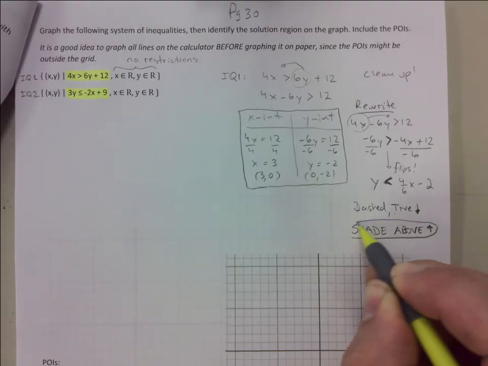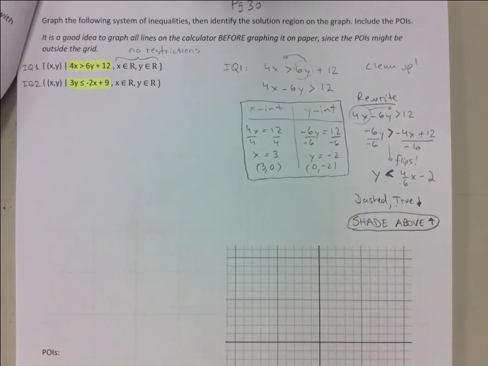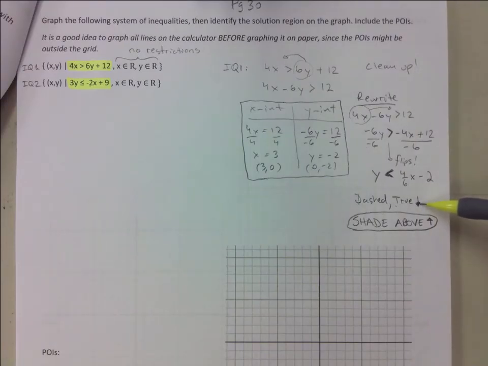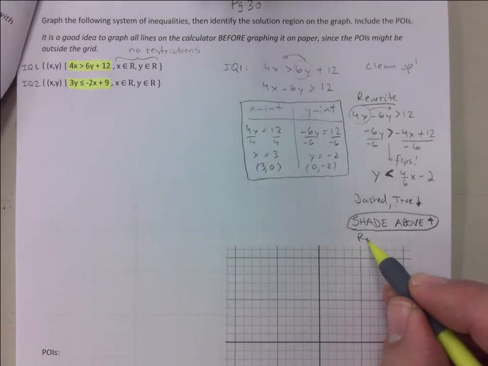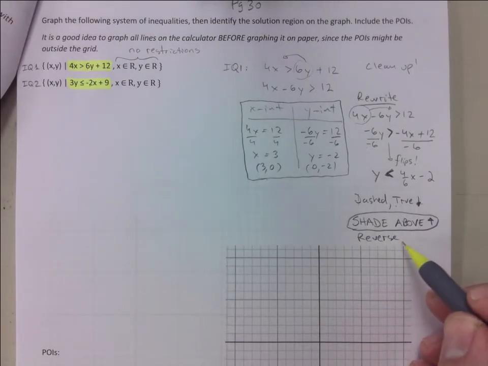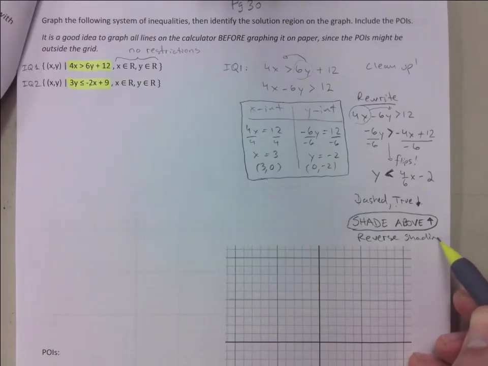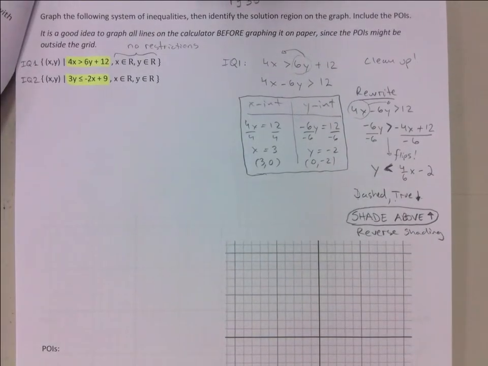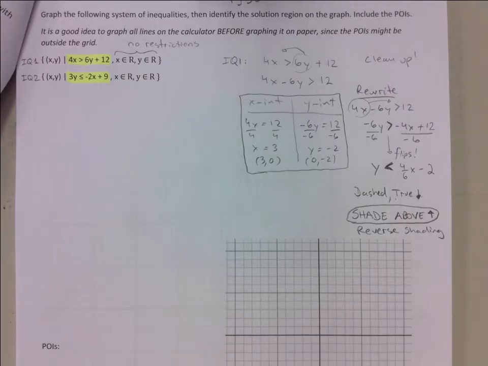I'm going to tell myself, because I'm doing reverse shading, I'm going to shade the opposite area of where the true region is. So we're going to shade away all the false points, the points we don't want. Okay, that's why we're doing this. Let's put this in our notes, reverse shading. It's a tool. I have never seen it in a textbook, but it makes life a lot easier.